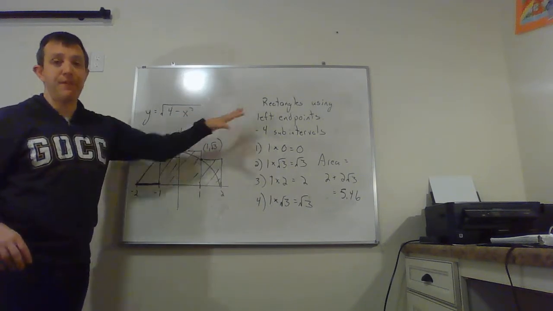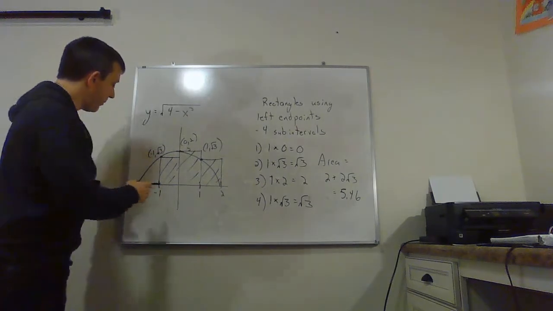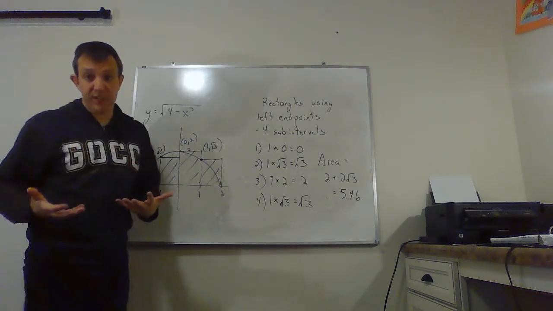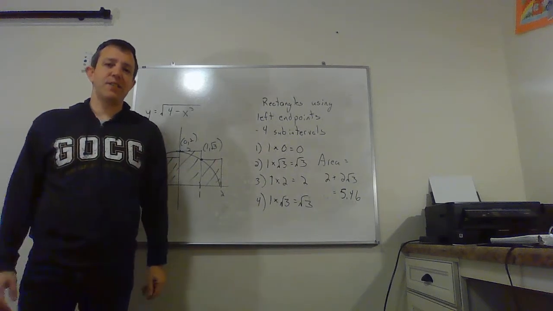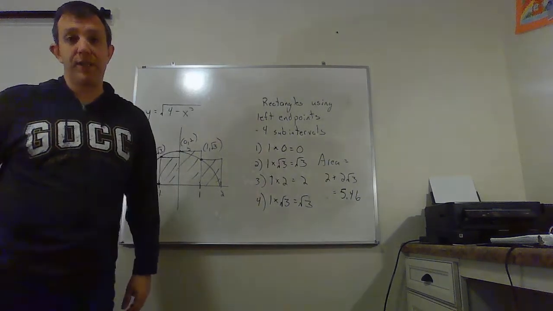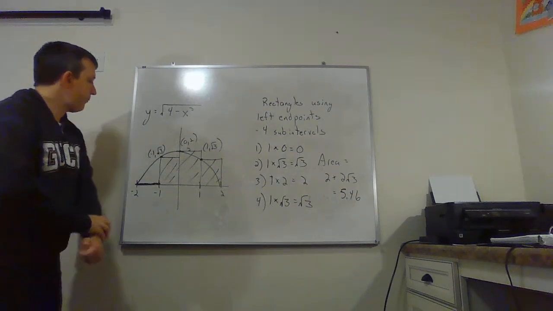Now, we're using left endpoints. There are other methods. You can use right endpoints for the subinterval, you can use midpoints, you can make trapezoids. We're just going to stick with left endpoints because this is an estimate, and as you would see if you tried the other methods, it doesn't make a whole lot of difference which method you use.